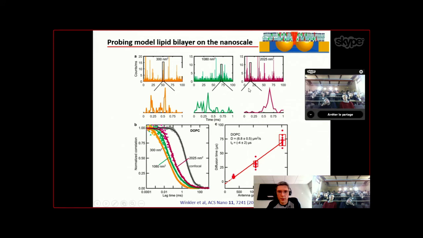This is a simple calibration example on a pure DOPC bilayer to show you that we are able to probe diffusion of fluorescent dyes down to spot sizes of a few hundred nanometers square. So several orders of magnitude below the diffraction limit. And that was extended to more complex lipid bilayers and also to living cells.